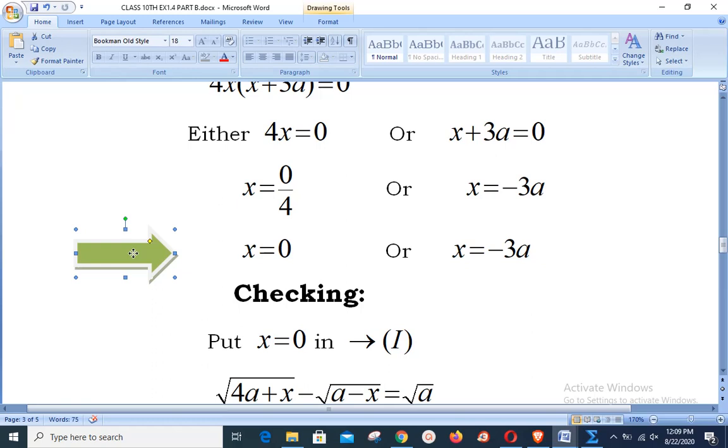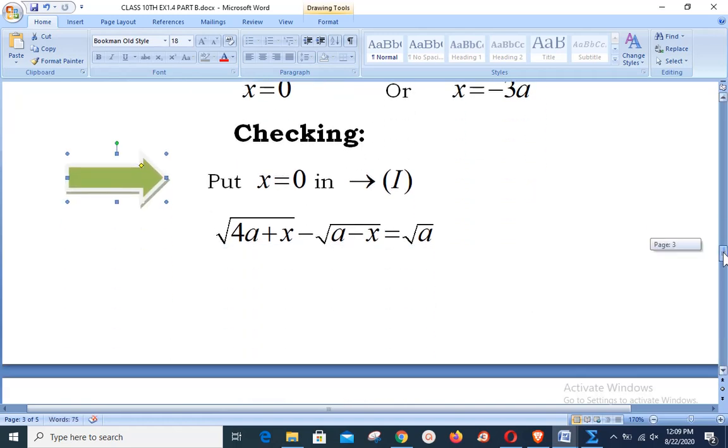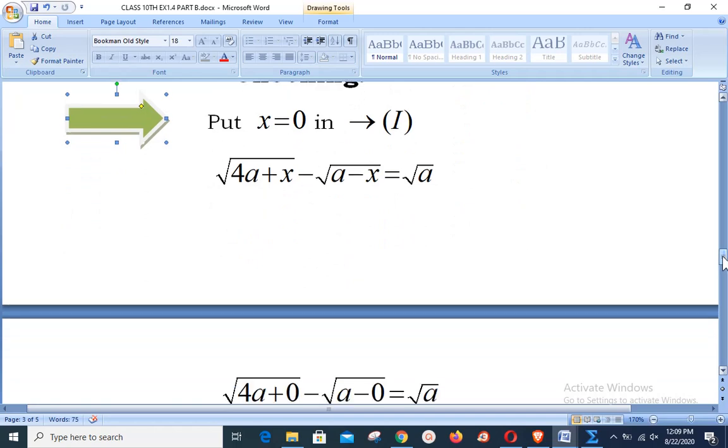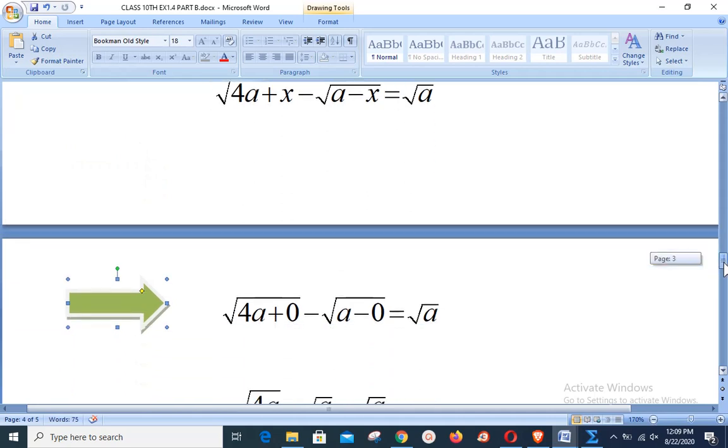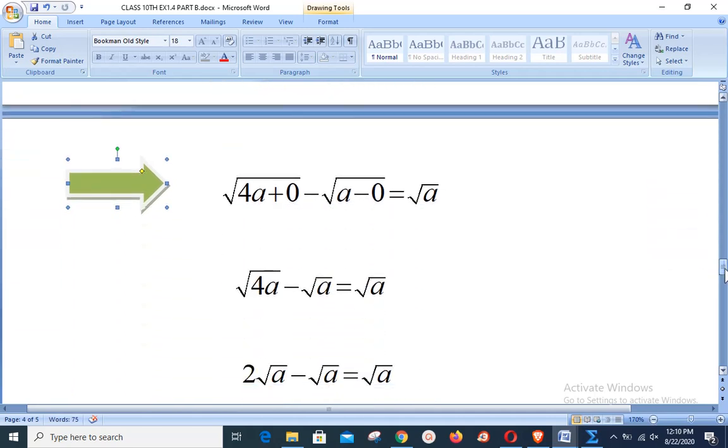Now we check whether they satisfy the given equation number 1 or not. For that, first we put x is equal to 0 in number 1. Writing number 1 as it is, we have square root of 4a plus x minus square root of a minus x is equal to square root of a. Here putting x is equal to 0, we have inside the root 4a plus 0 minus inside the root a minus 0 is equal to root a. Simplification gives us square root of 4a minus square root of a is equal to square root of a.